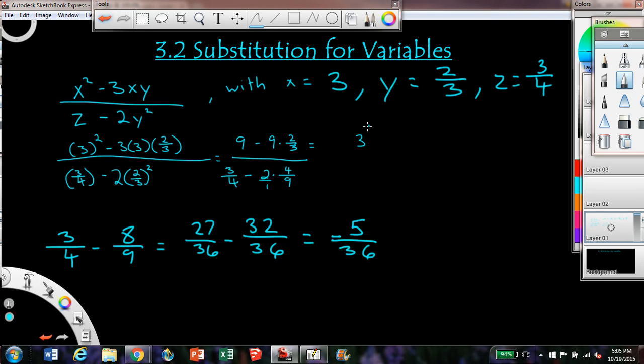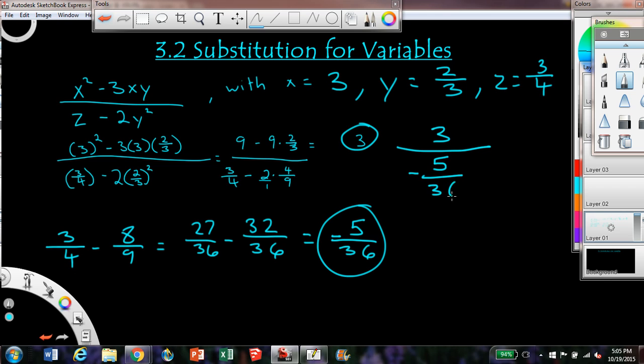So now this was my numerator. This is my denominator. So I have something that looks like this: 3 over negative 5 over 36. Now I hope you're not too worried about this, because all we're going to do is divide 3 by the fraction negative 5 over 36. And it looks a little something like this. I'm going to flip negative 5 over 36 to negative 36 over 5. Multiply across. We get negative 108 over 5.